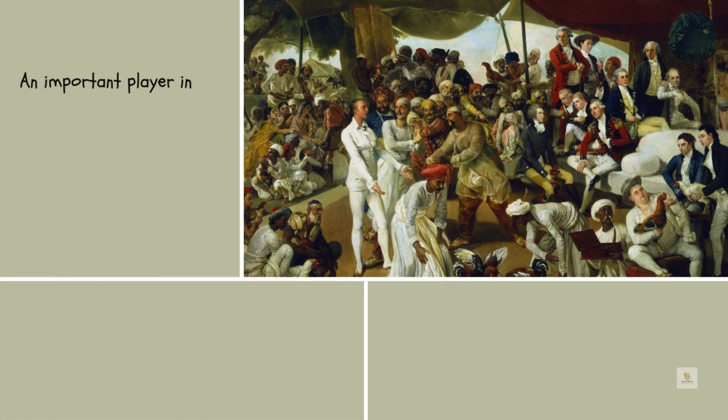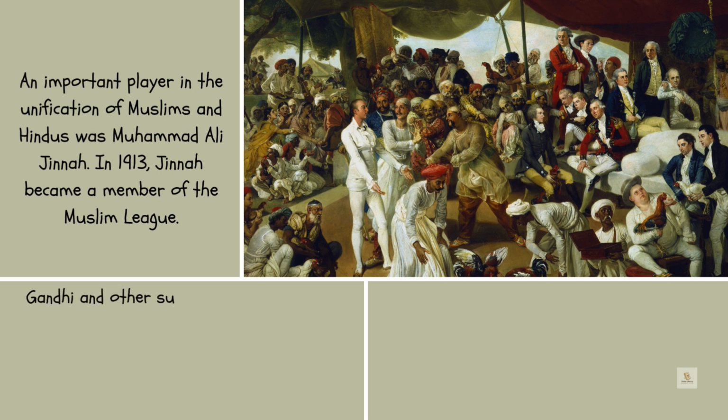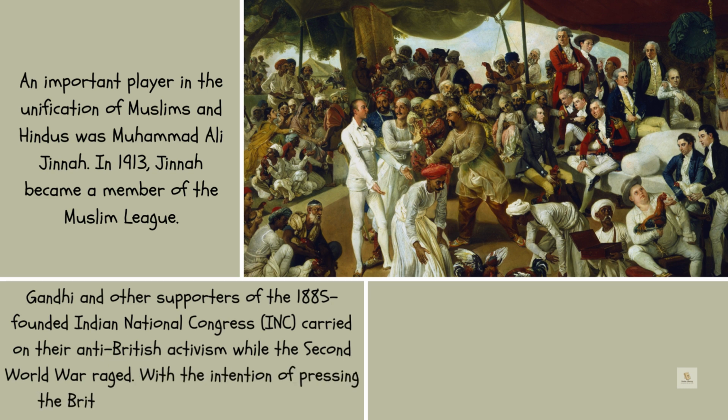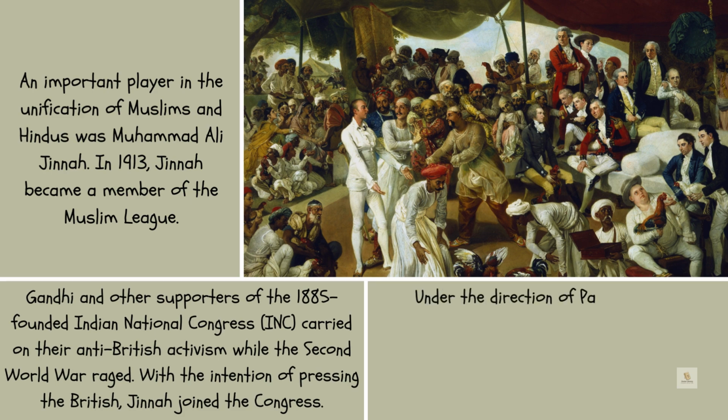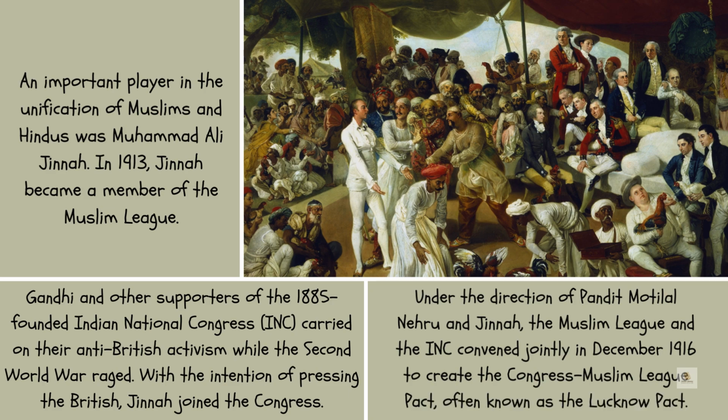An important player in the unification of Muslims and Hindus was Muhammad Ali Jinnah. In 1913, Jinnah became a member of the Muslim League. Gandhi and other supporters of the Indian National Congress, founded in 1885, carried on their anti-British activism while the Second World War raged. With the intention of pressing the British, Jinnah joined the Congress. Under the direction of Pandit Motilal Nehru and Jinnah, the Muslim League and the INC convened jointly in December 1916 to create the Congress-Muslim League Pact, often known as the Lucknow Pact.